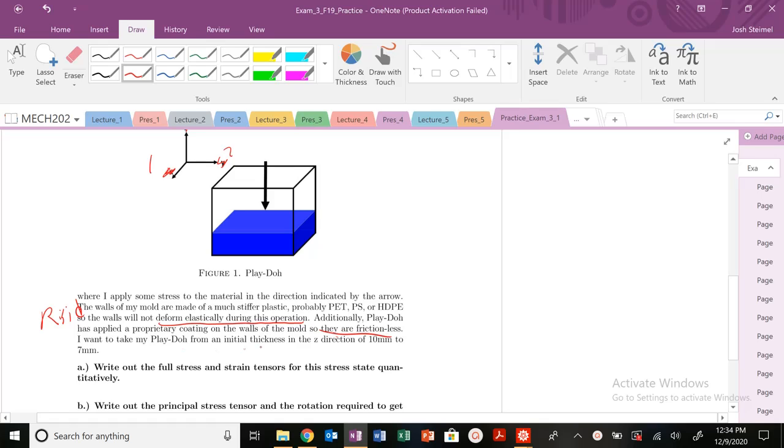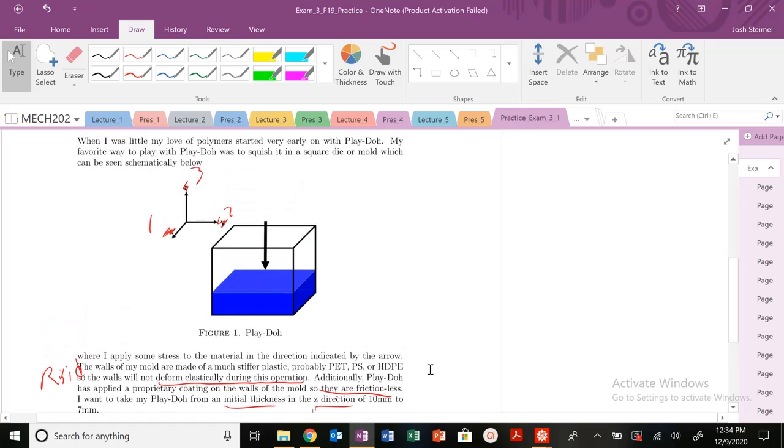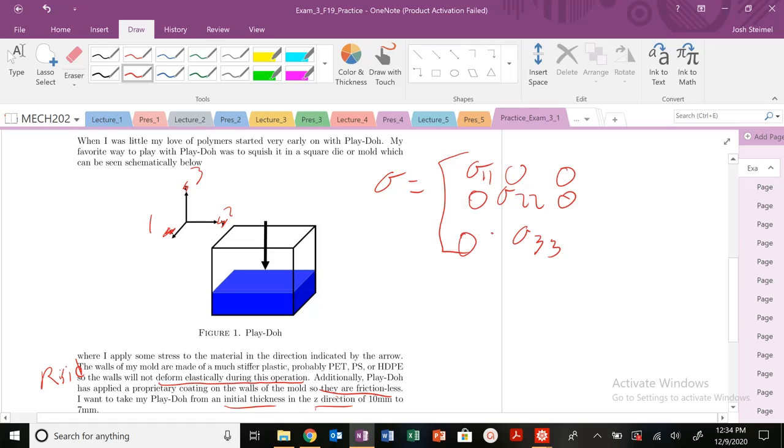And we want to take the Play-Doh down from an initial thickness in the Z direction, or 3 direction, of 10 to 7 millimeters. So let's write out the full stress and strain tensors. In my stress tensor, there's definitely going to be stress in the 3-3 direction. There will also be stress in the 1-1 and 2-2 directions, because the walls are constraining the material as it wants to expand. And because the coating was lubricated, the shear stresses are equal to 0.